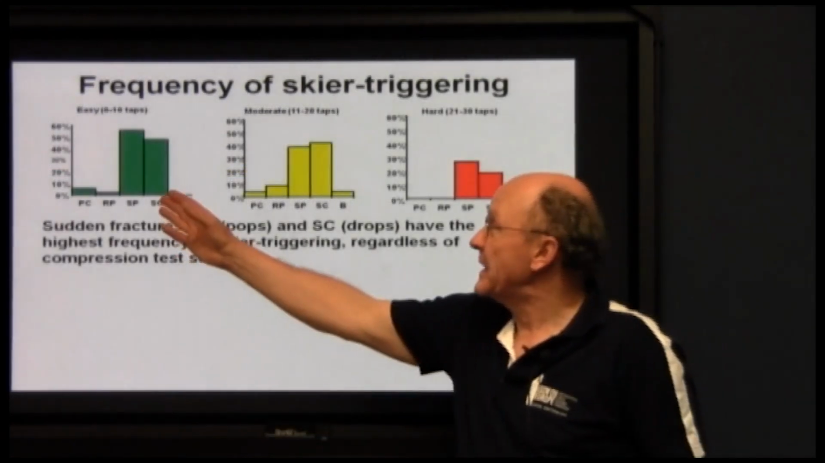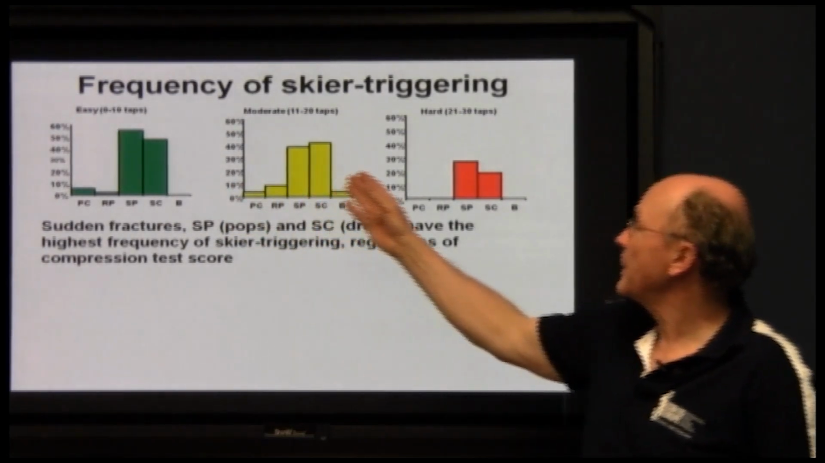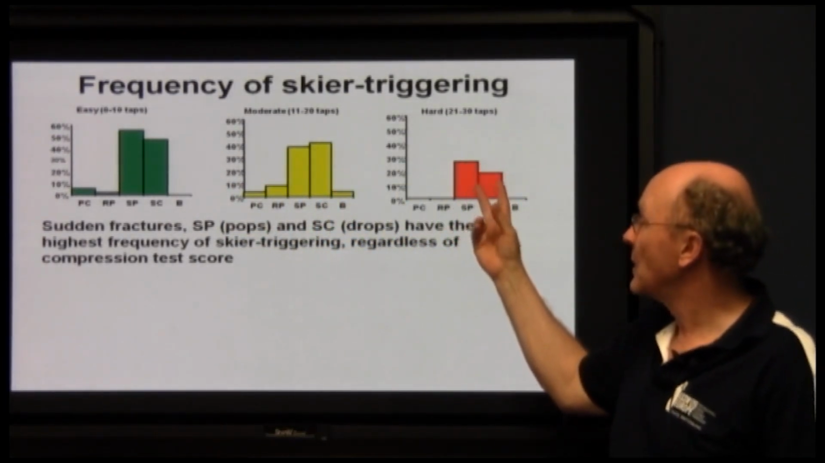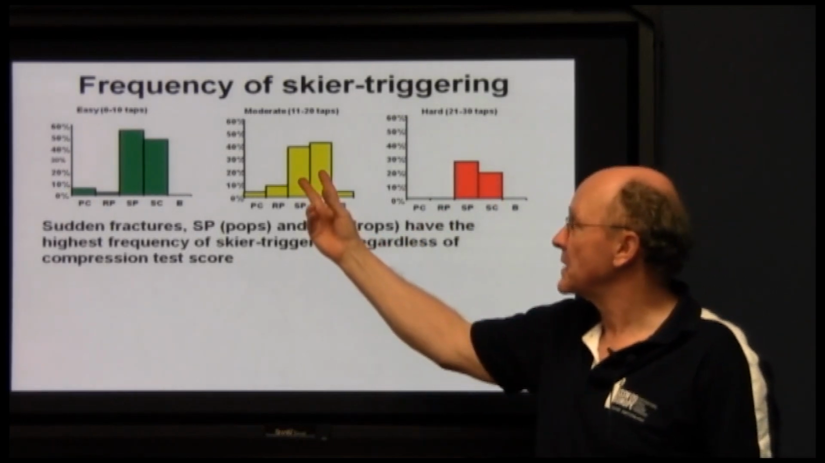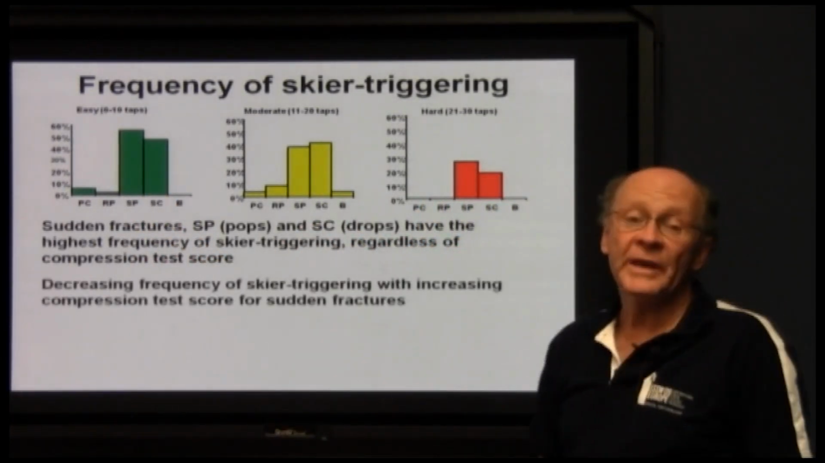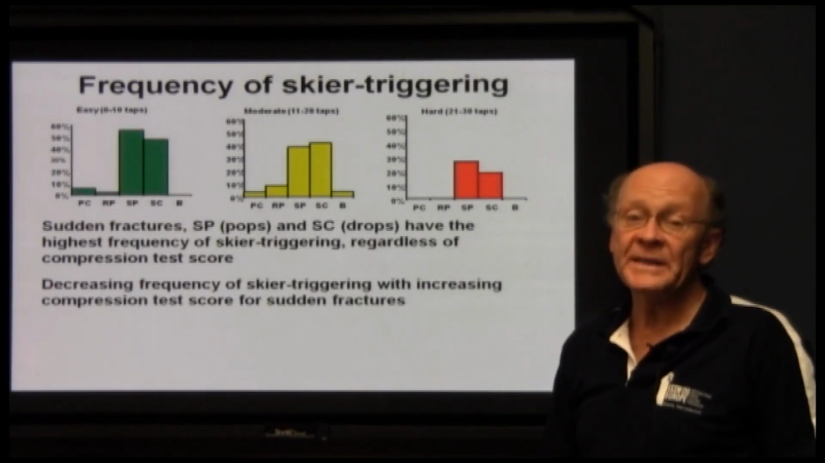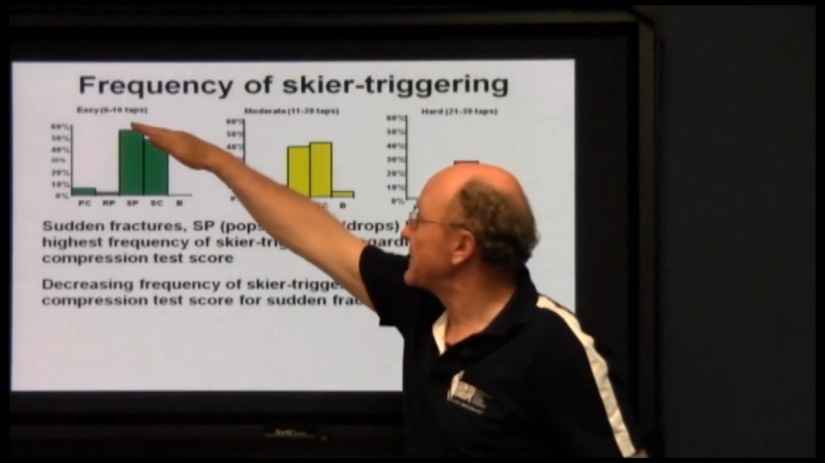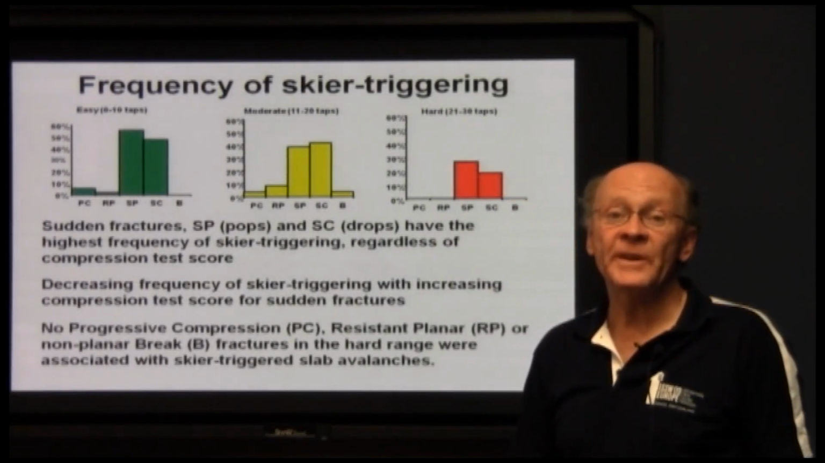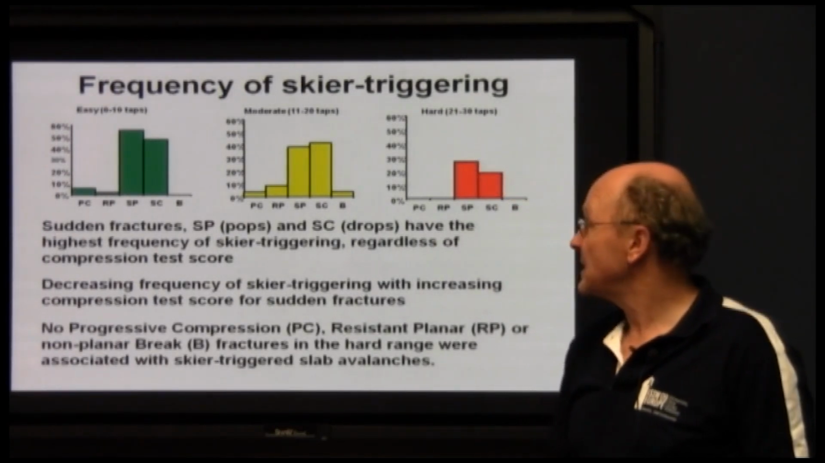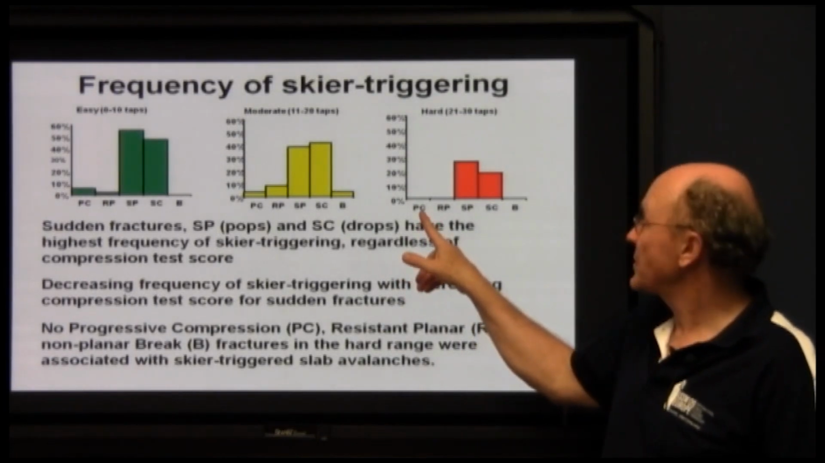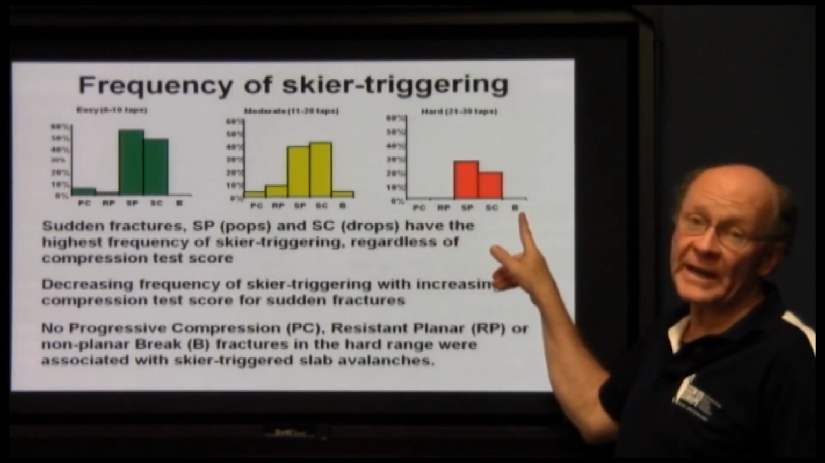So now we see in the easy range, for the moderate taps and for the hard range, the most frequent skier triggering takes place for sudden planar and sudden collapse. The other thing you'll notice is that as we go from easy to moderate to hard, the frequency of skier triggering drops off. And in Alec's study, which finished in 2004, we did not see any skier triggering in the hard range for progressive compression, resistant planar, or breaks.